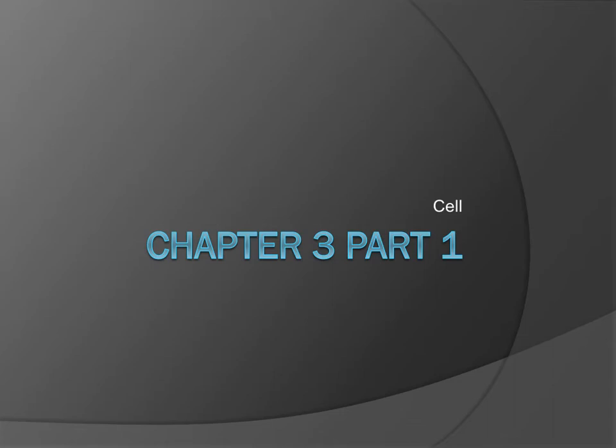Chapter 3 is the cellular system, and we're going to learn about how the cells are important in our body. So we know that cells are the smallest unit of life and that they are classified as a living thing. So we can go back and we know that there's two types of cells. There's prokaryotic and there's eukaryotic.